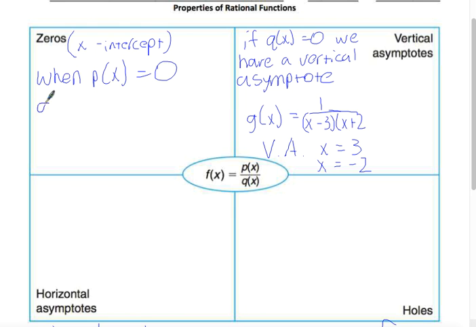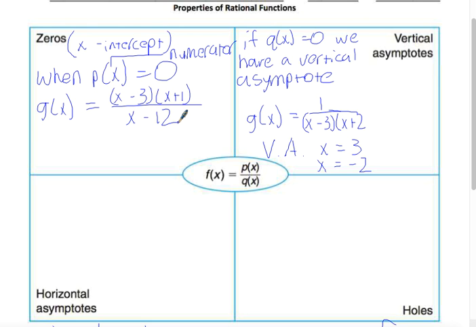So for example, the function, and remember p of x is just the numerator, whatever function is in the numerator. So if I have some made up function g of x equals x minus 3 times x plus 1 over x minus 12, then this function would have x-intercepts at x equals 3 and x equals -1, and also would have a vertical asymptote at x equals 12.